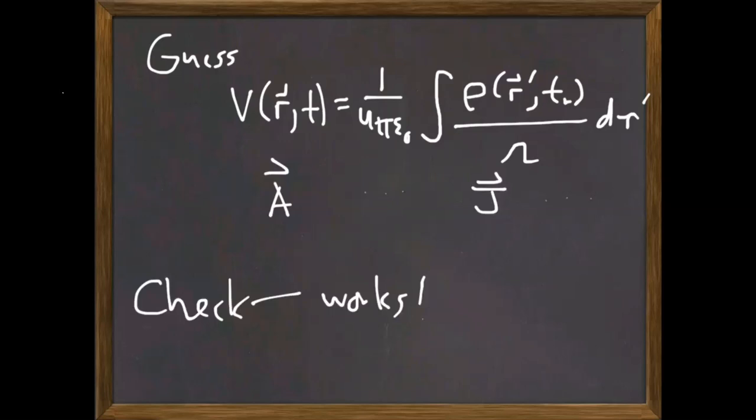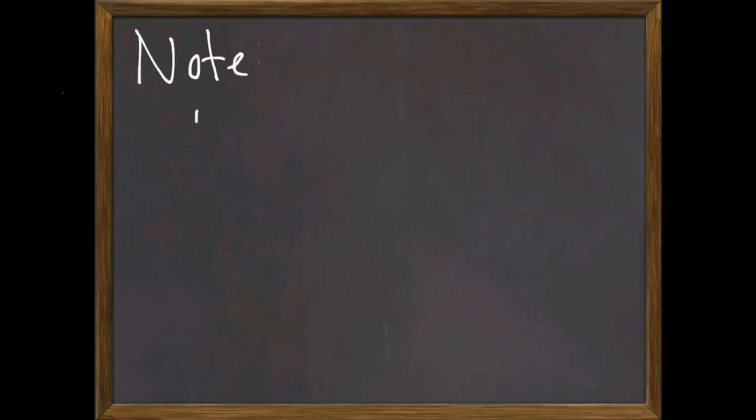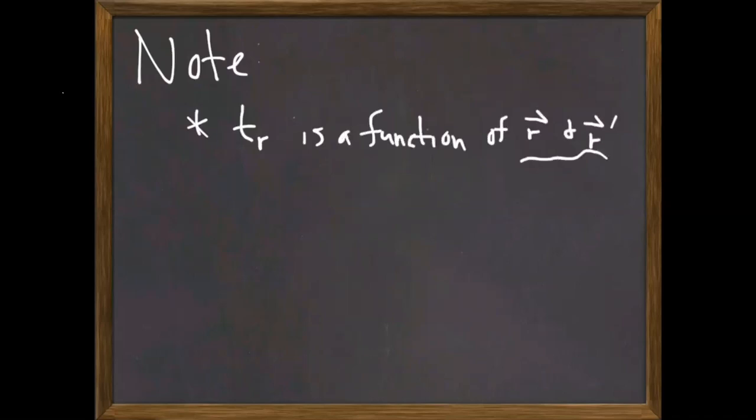Carrying that out is a process, but it's possible. We have the solution in general for Maxwell's equations. A couple notes about that solution. t sub r, the retarded time, is a function of both position variables: both the field point and the source point. Don't forget it. It's subtle. It's lurking there. When you take the derivative of one of these formulas, you're going to have to use the chain rule and take extra derivatives of t sub r.